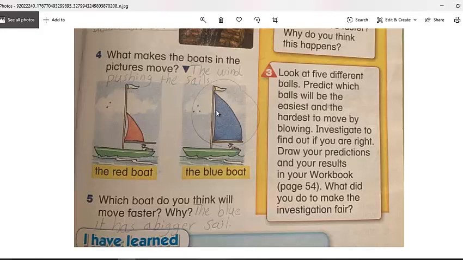Do you understand? You can try at home. Bring a piece of paper or a polystyrene piece and a stick, and make your own boat. Then try to blow it gently and blow it strongly. You can make a small sail with a small piece of paper and a bigger sail using a bigger piece of paper, and see which one will move faster, the one that has a small sail or a big sail.